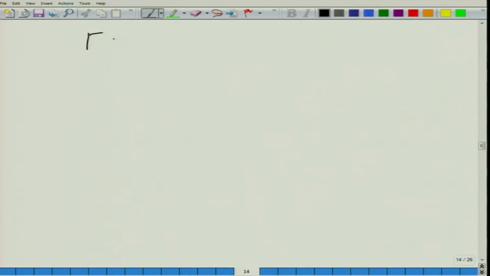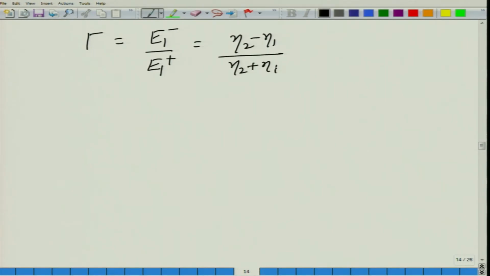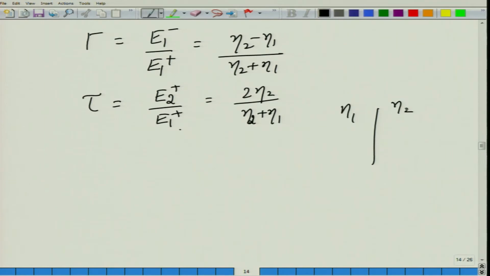that the reflection coefficient for the electric field in this particular case, if you want you can put a subscript of electric field E here, but I am not going to do that, this gamma, which is the ratio of the reflected field amplitude to the incident field amplitude, is given by eta 2 minus eta 1 divided by eta 2 plus eta 1. And similarly you can show that the transmission coefficient, which would be the ratio of E2 plus divided by E1 plus, this is the incident, this is the transmitted, would be equal to 2 eta 2 divided by eta 2 plus eta 1.